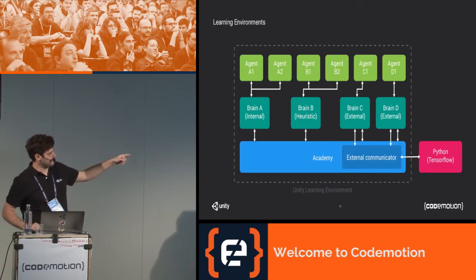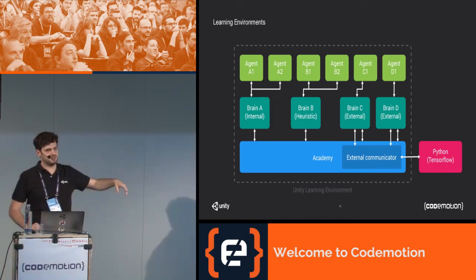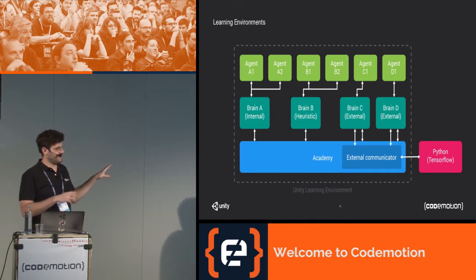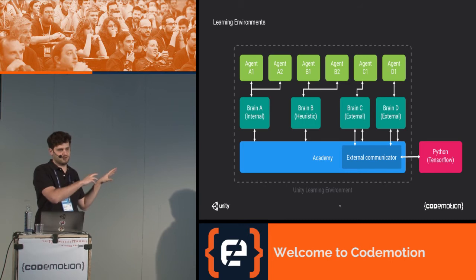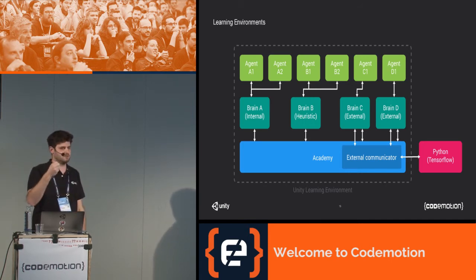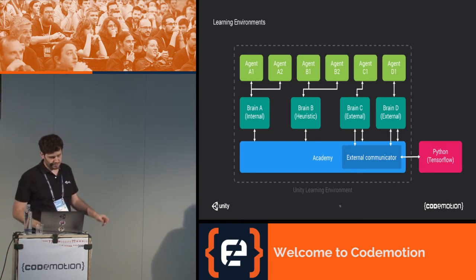So as you can see, in this case, what is communicated with the TensorFlow is only the external brains. So those are the brains that we use for the learning. The other brains, we use them for playing back the learning. So once the learning has happened in TensorFlow, we extrapolate this model, we feed it back into Unity, and we use it with the type of brain that is marked here as internal.